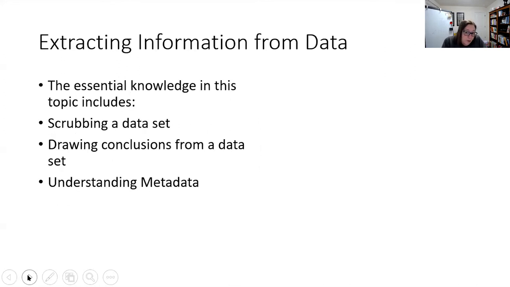We have covered, believe it or not, half of this module. Let's move to the remaining two sections. One is going to be extracting information from data, and then the last one is going to be using data in your programs. What do we need to know about extracting information?